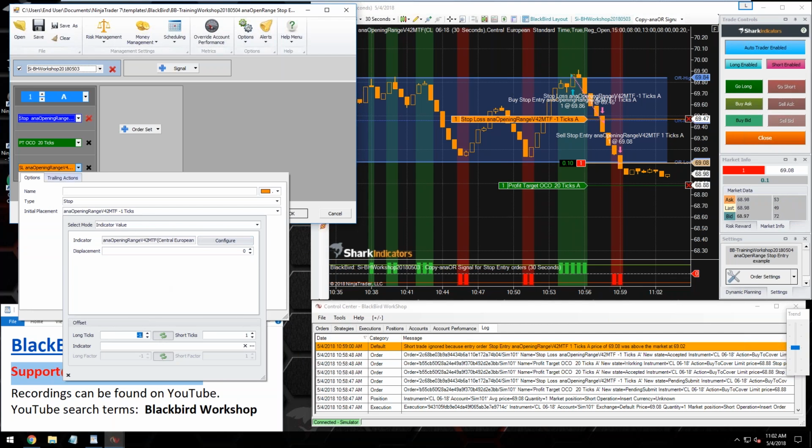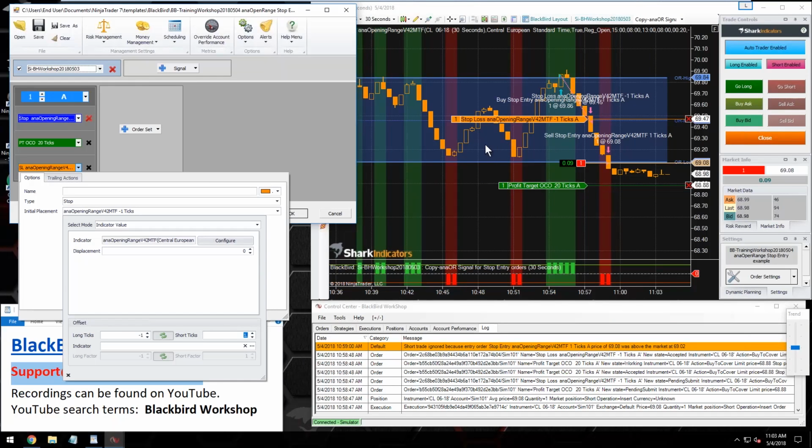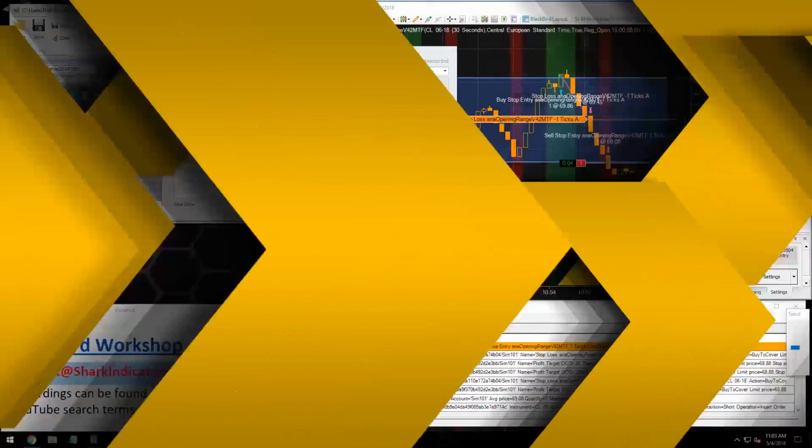Now remember, for stop losses on a long trade, you're almost always using a negative offset value. A negative offset value will put the order below something, and of course a positive offset will put the order above something. Also, just a reminder, I did turn on the scheduling here as well.